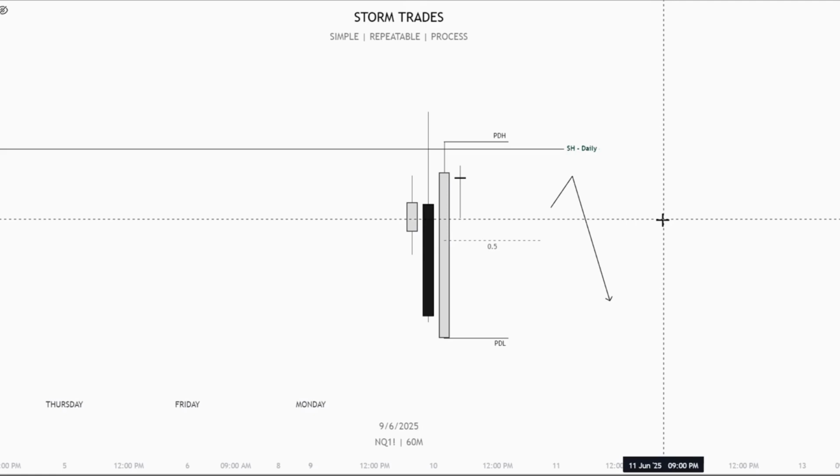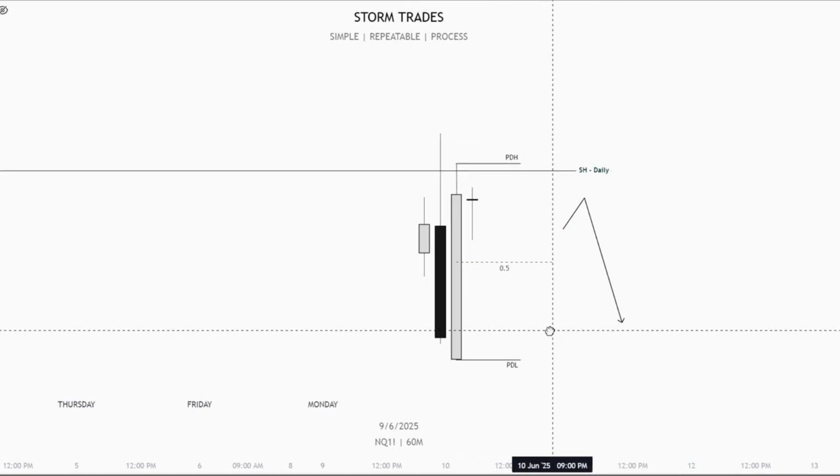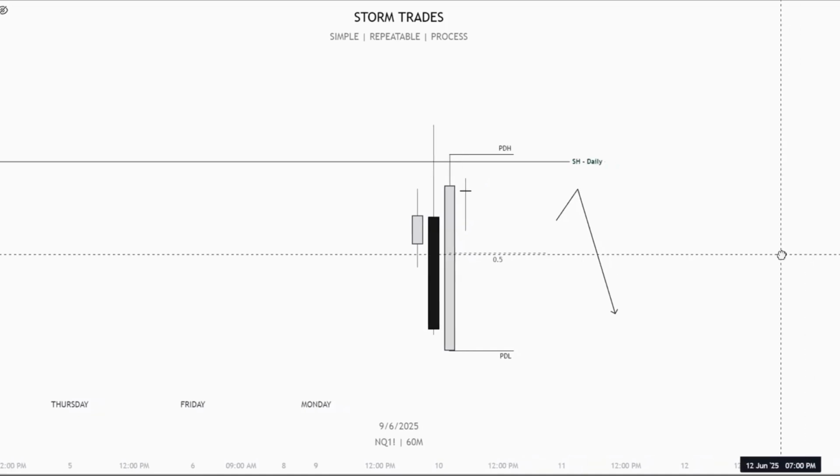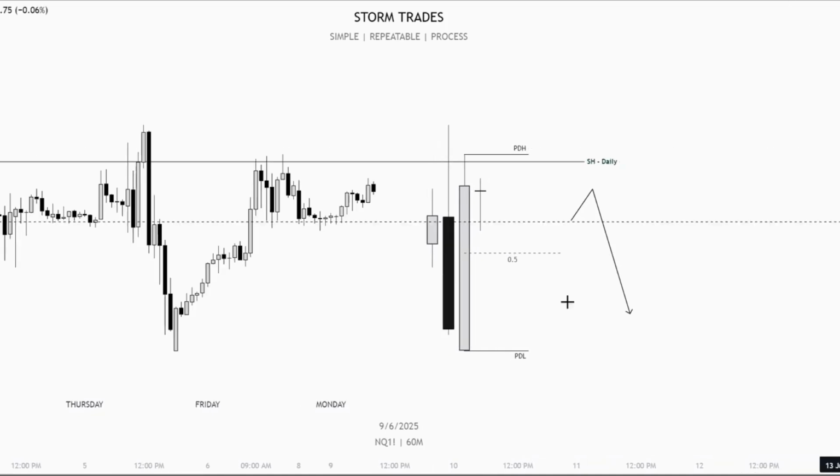Now, it's good for me to understand what's going on in the daily, and ultimately I would love if the daily and the hourly were aligned. That just helps my confidence when entering a trade. I don't need it, and neither do you. But anyway, so once I've established the daily bias, I want to move to the hourly. Let me pull up the hourly chart here.